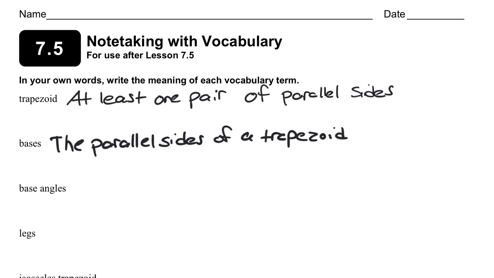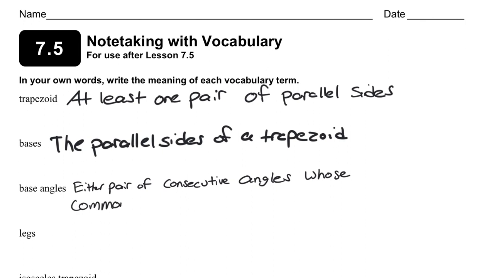Base angles are, well, all of the angles really are called that in a trapezoid, but the official definition is still a little longer, so bear with me. It is either pair of consecutive angles whose common side is a base of a trapezoid.